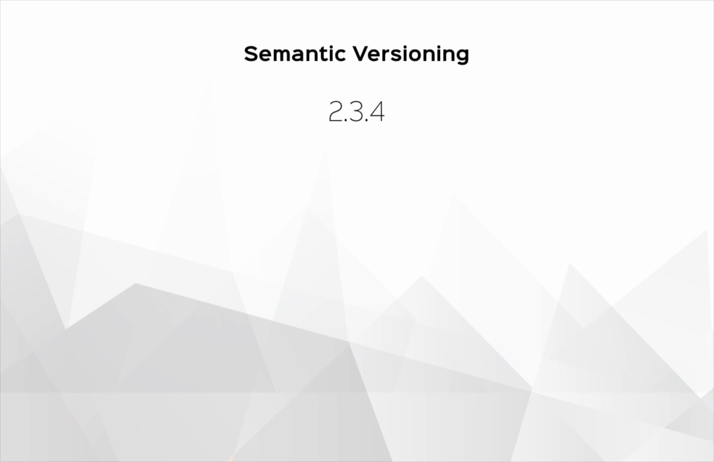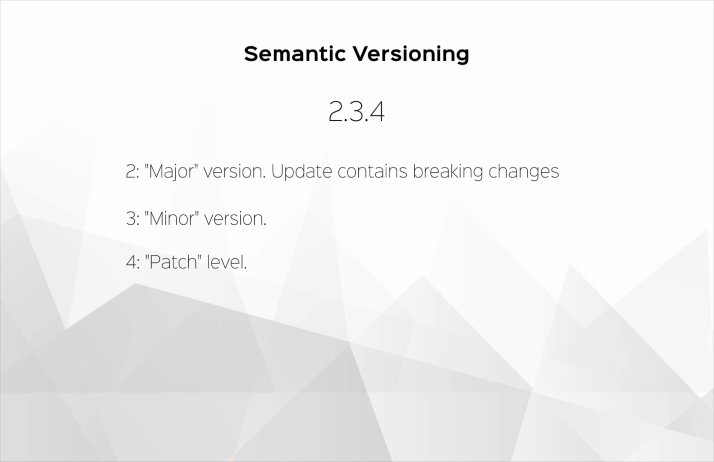The principle of semantic versioning is this. Each version series has three components: a major, a minor, and a patch level. Take a version such as 2.3.4. The major version is the 2. That means that version 2 contains significant breaking changes and is unlikely to be a drop-in upgrade from version 1.